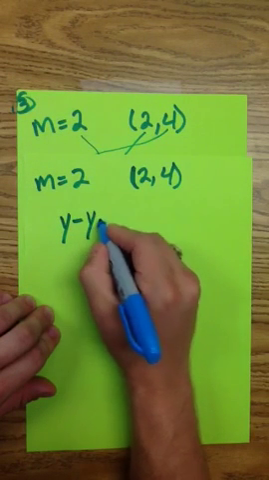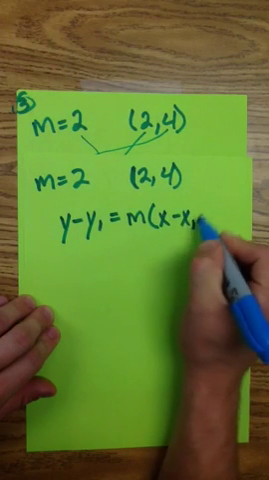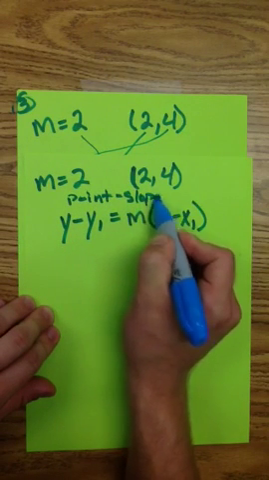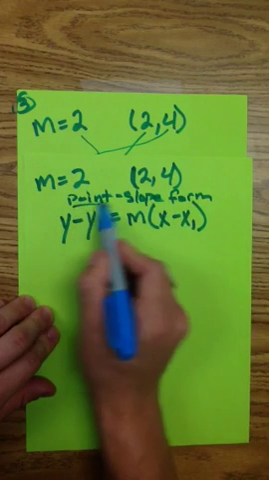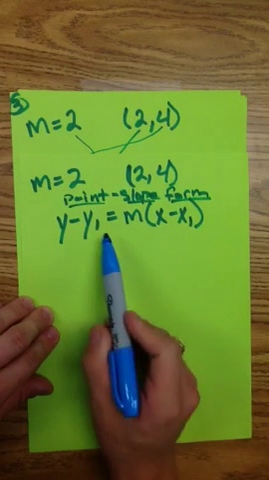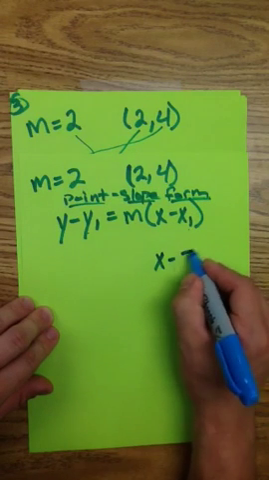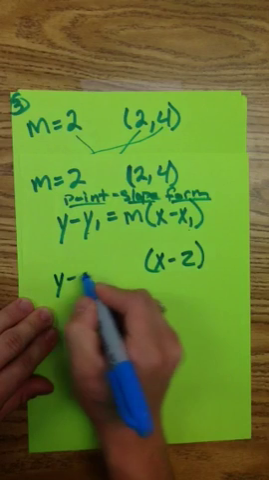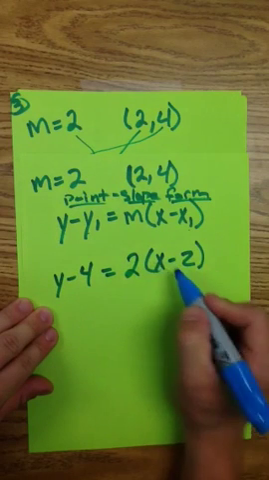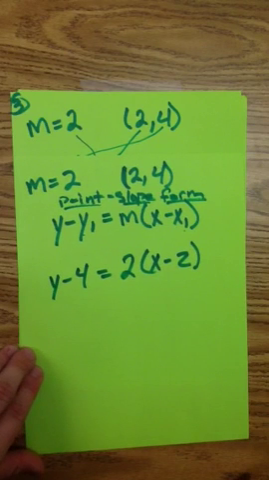point-slope form. y minus y1 equals m times x minus x1. And this is point-slope form. It's called point-slope form because I have a point, (2, 4), and I have a slope, 2. So x1 and y1 would be my point. So I will plug in (2, 4). So I'd say y minus 4 equals 2 times x minus 2. Now, in this case, if they tell me I can leave it in point-slope form, this might very well be my answer.